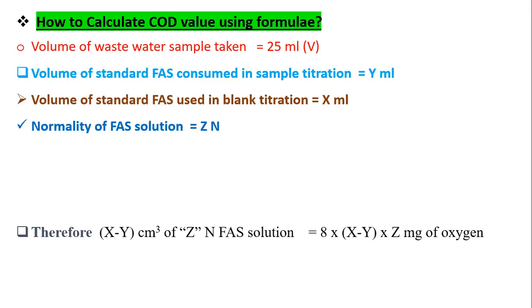Why? Because if we get X more, it means there is more unreacted K2Cr2O7 present in the blank, since pure water doesn't consume any K2Cr2O7. The added K2Cr2O7 is completely what we can find out. So that's why the X value is higher.